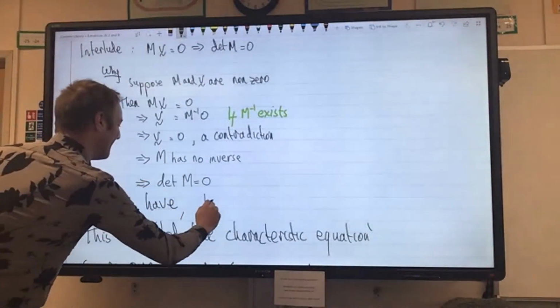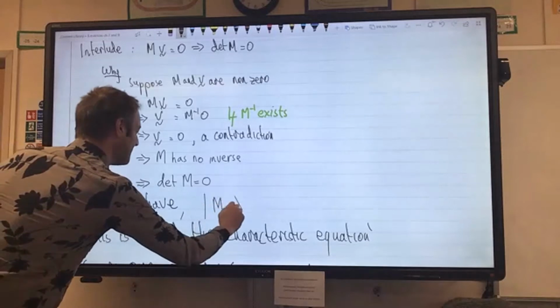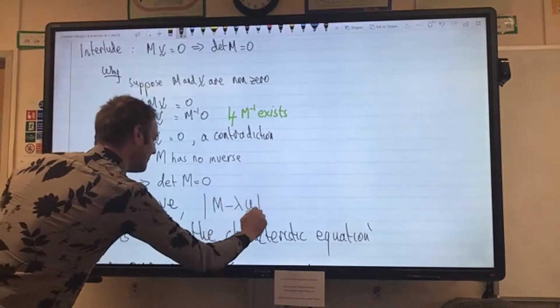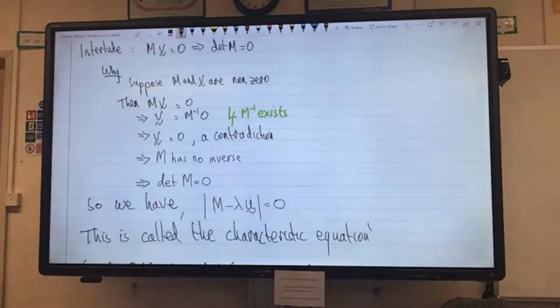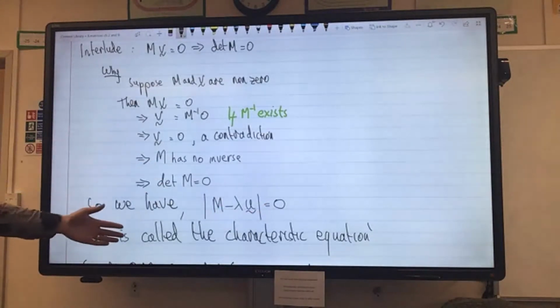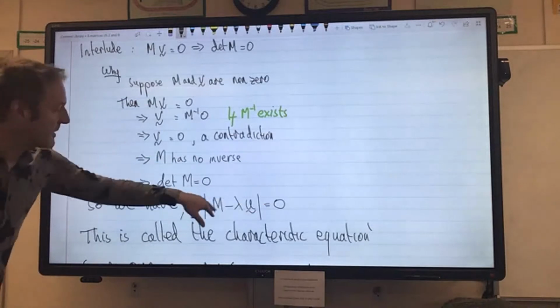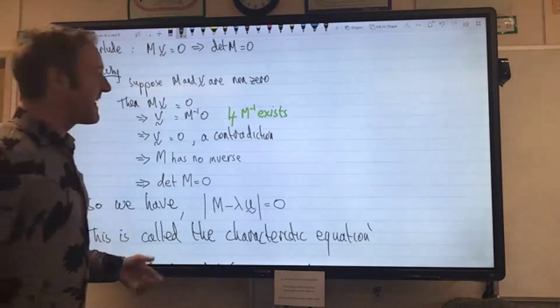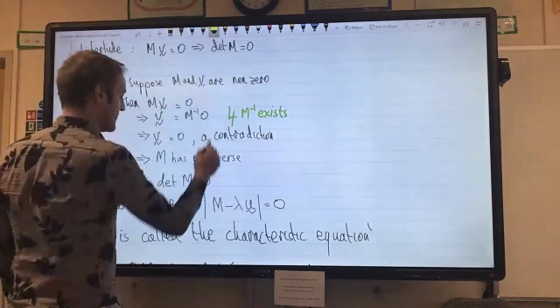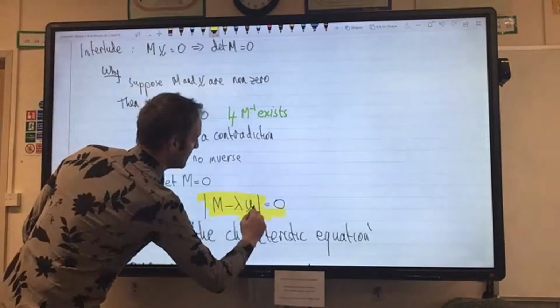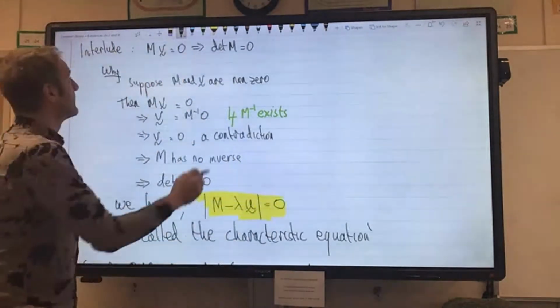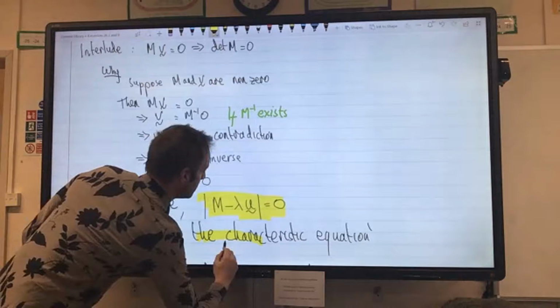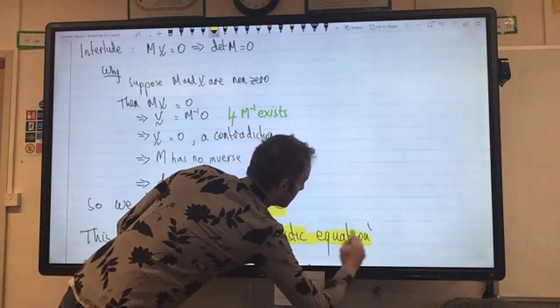We have found that. The two bars, like the modulus sign, when you're referring to a matrix, mean determinant. So I'm going to start using this notation now. That means the determinant of M minus lambda I is 0. And that is called the characteristic equation for that matrix. And you have to be absolutely familiar with that language.